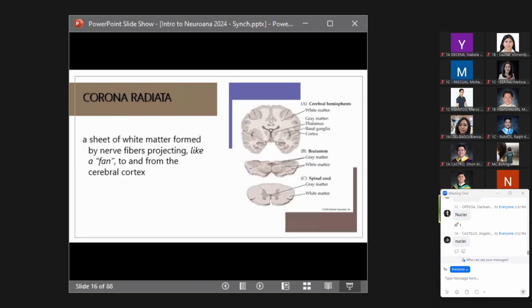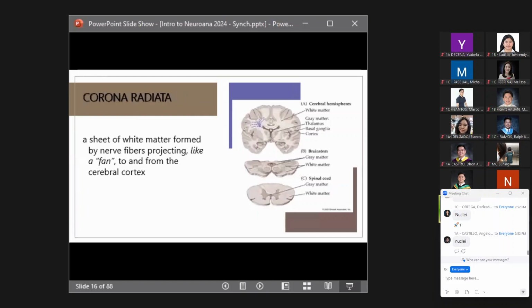The corona radiata is a sheet of white matter formed by fibers projecting like a fan to and from the cerebral cortex. If you look at this image of the cerebral hemisphere on top, it's like a little fan there. There are fibers from the cortex going deep into the cerebrum, as well as fibers from deep in the cerebrum going to the cortex, because these are the fibers that communicate with the cerebral cortex. At that particular level it's like a fan, so it's called a corona radiata.